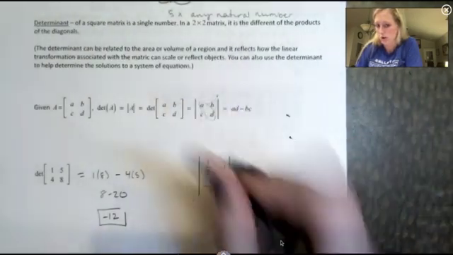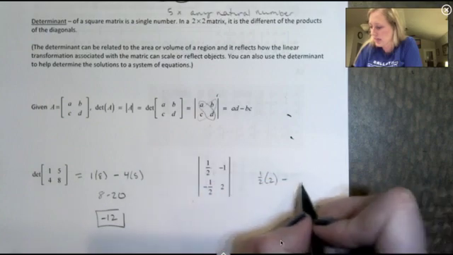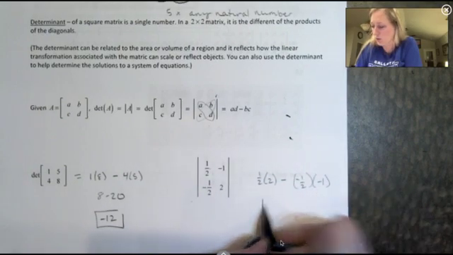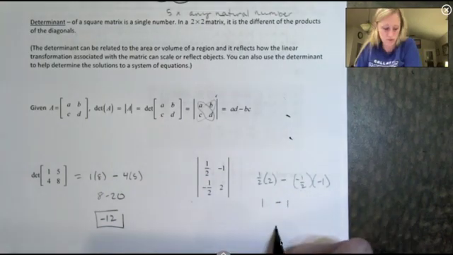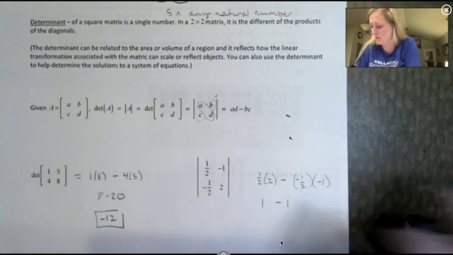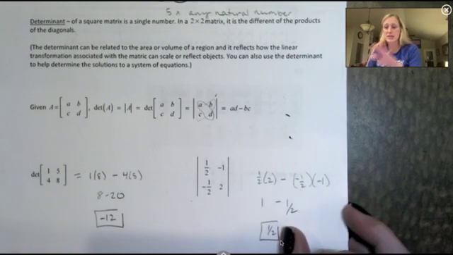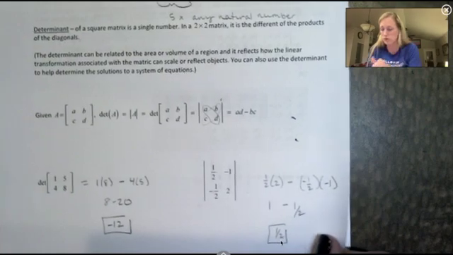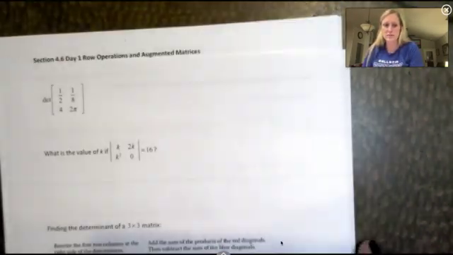Here I would do 1/2 times 2 minus -1/2 times -1. So I would get 1 minus 1/2, which is 1/2. Okay, so the determinant is diagonal 1 minus diagonal 2, multiplying those entries on the diagonal. Okay, so find the determinant here.